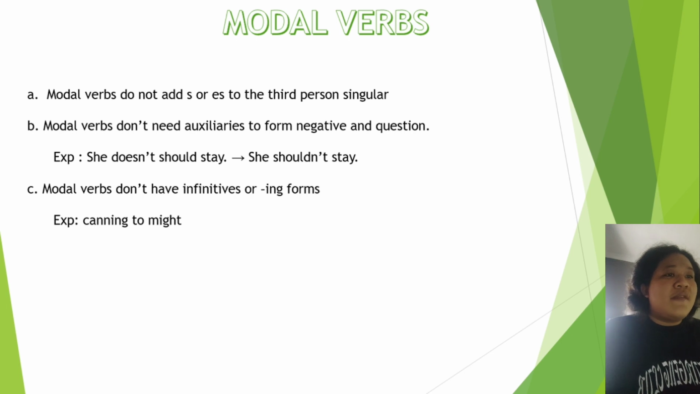A. Modal verbs do not add s to the third person singular. B. Modal verbs don't need auxiliaries to form negatives and questions. Example: she doesn't should stay. She shouldn't stay. C. Modal verbs don't have infinitives or ing forms. Example: canning to make.